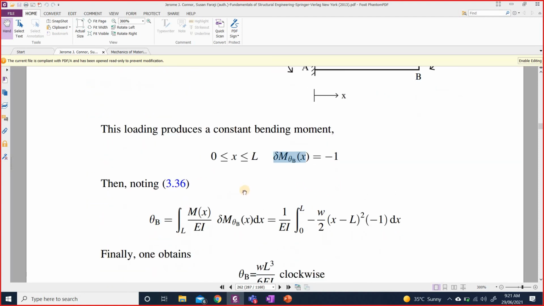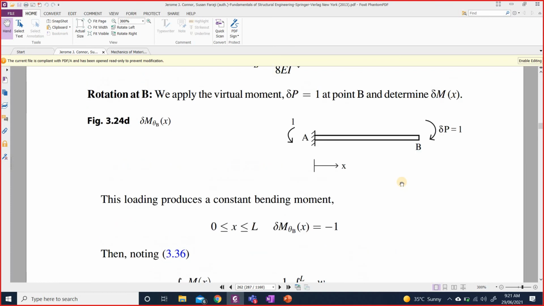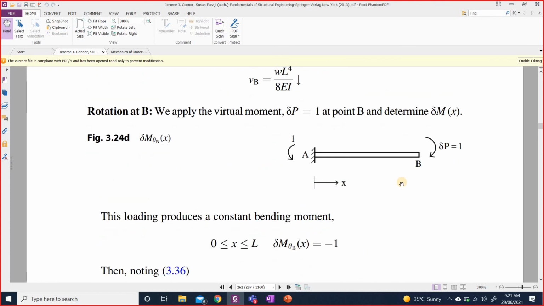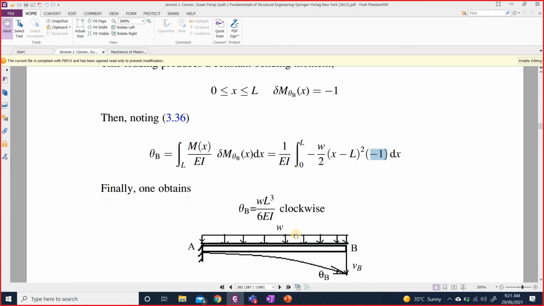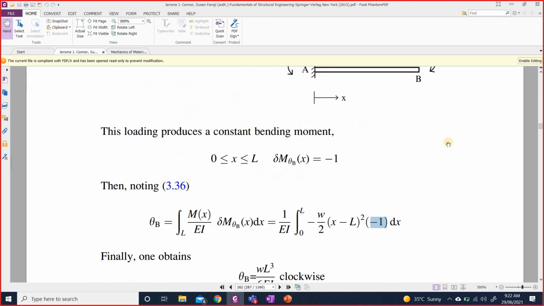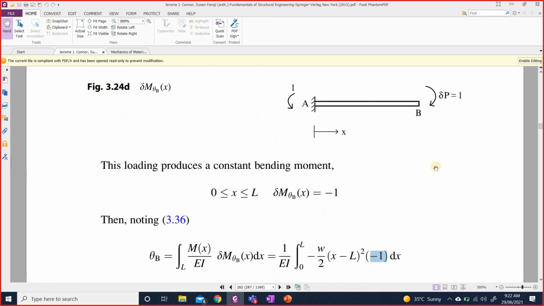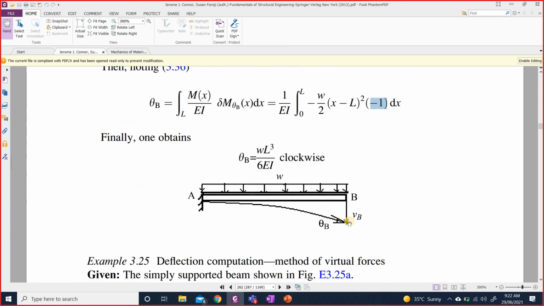Alright, so then theta b would be equal to, just substitute the values, m x as before, and then this time a different value, -1, and then you will end up with a positive sign, I'm not sure which sign, let me check. Yes, you will end up with a positive sign, and that positive sign would simply mean that the direction for theta b is the same as the direction for this unit virtual moment. So this was clockwise, so that's why this is also clockwise. Okay, so you can see it over here. This is the deflected shape, and if you draw a tangent and then you show the angle, it would be clockwise, theta b, and of course v b will be downward.